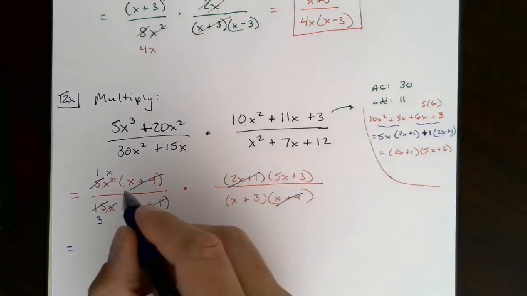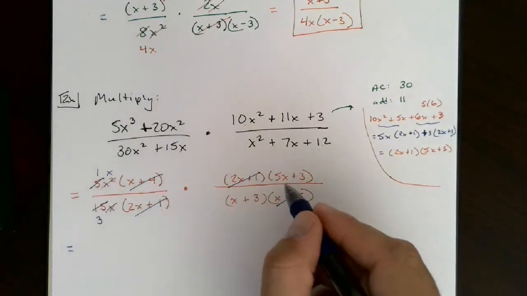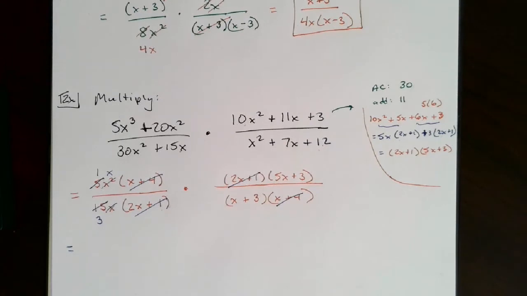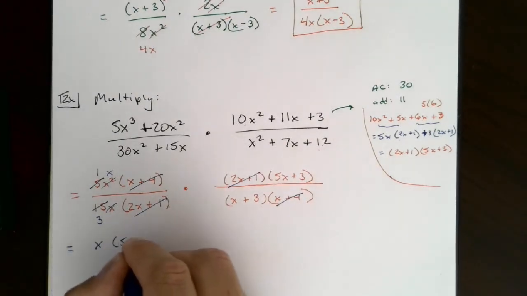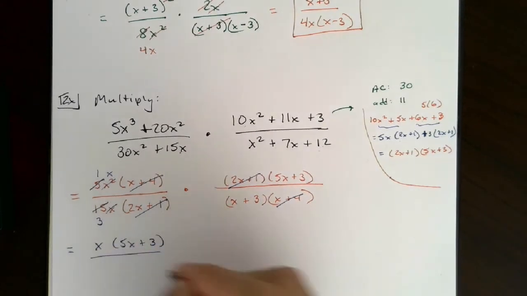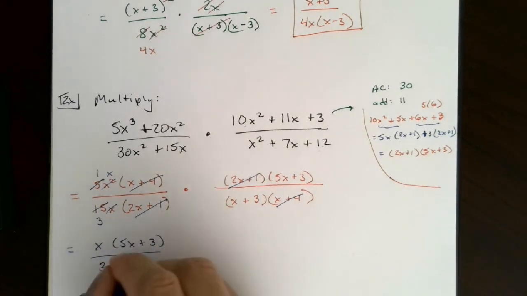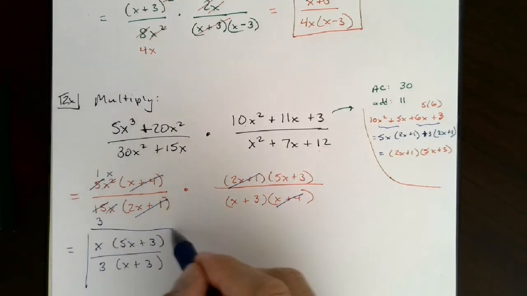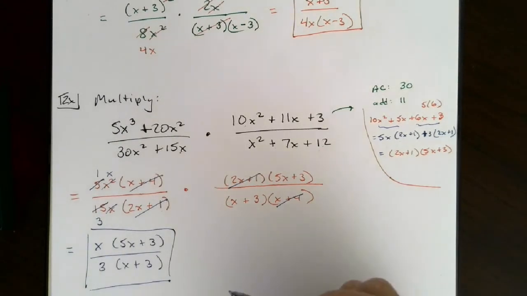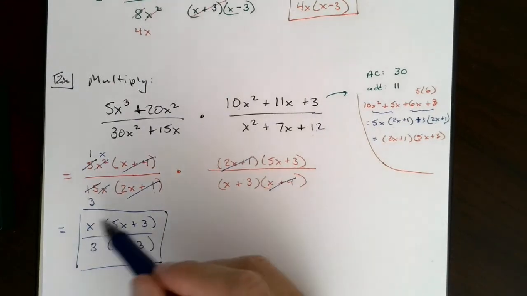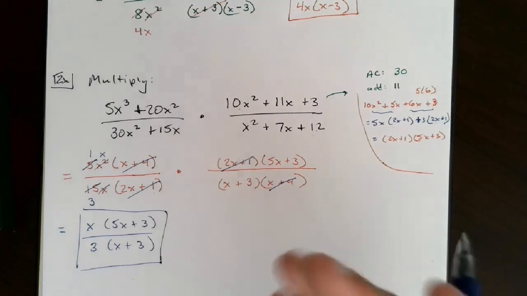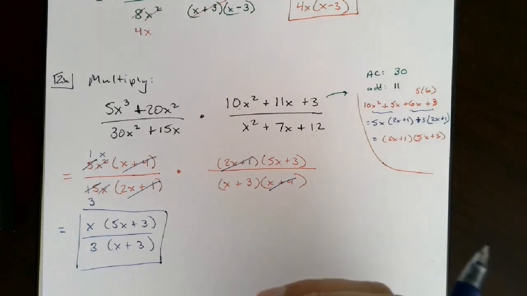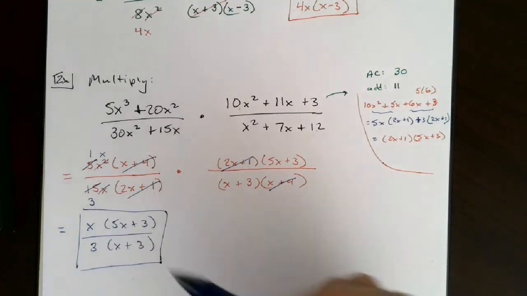So I'm left with, now remember how you multiply. Straight across the numerators, straight across the denominators. So I'm left with x times 5x plus 3 in the numerator, over, in the denominator, 3 times x plus 3. And then that's it. You can't cancel any of this. If you wanted to distribute these coefficients through, you could. I'd rather leave it in factored form. It shows me clearly that you knew what you had. Additionally, you could make an error distributing that through.